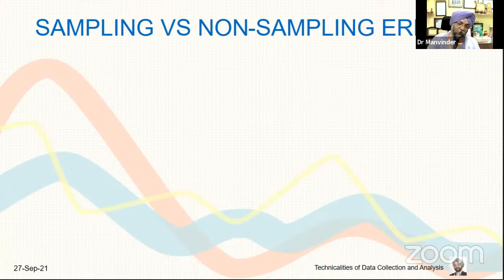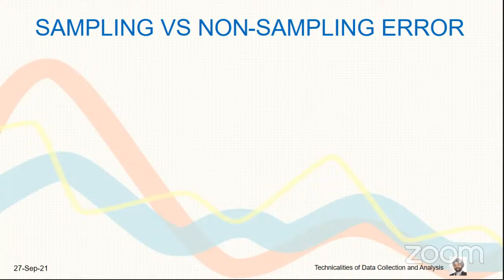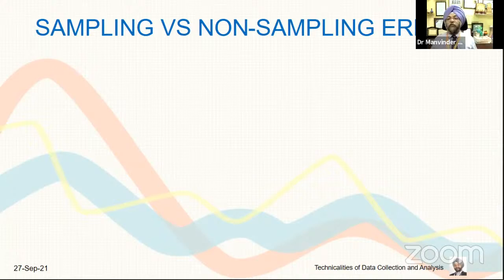So, sampling versus non-sampling errors. There are two types of error that may occur while we are trying to estimate the population parameters from the sample. These are called sampling and non-sampling errors, right? So what actually is sampling error? Anyone? What is sampling error?